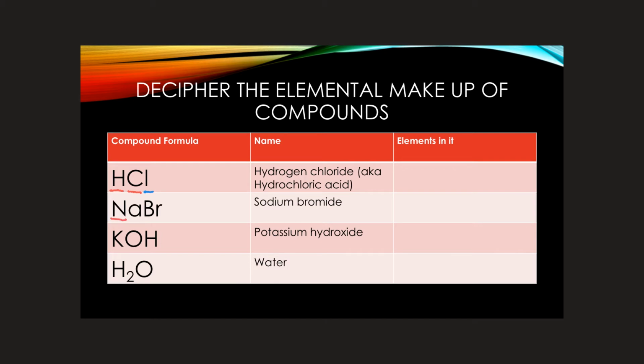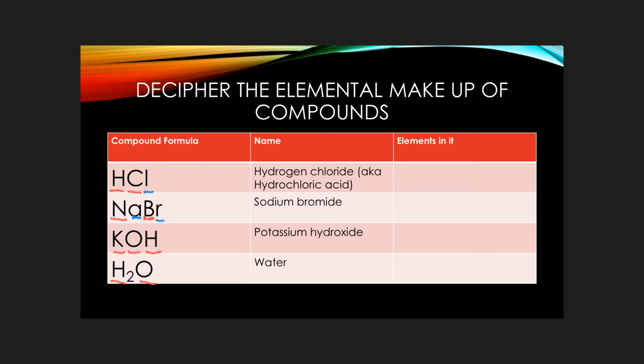So here's one. The second letter is blue, because it's a lowercase. Then we're back to capital, and then we're back to lowercase. All right? So as we go through this, we're just looking at the capital letters. K, O is capitalized, and H is capitalized. And the last one, water, the H is capitalized, and the O is capitalized. We don't worry about the 2 yet.